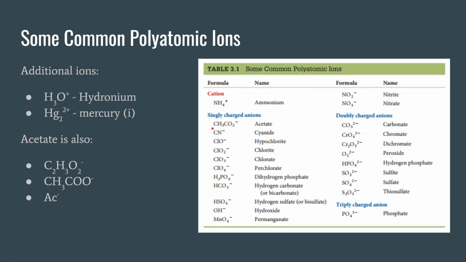Now, acetate is one of the more popular anions. When I say popular, I mean that it shows up in real labs all the time because it's cheap.